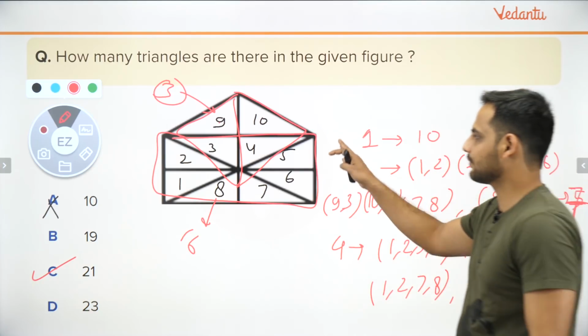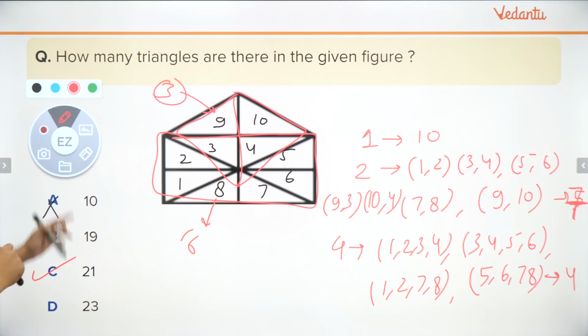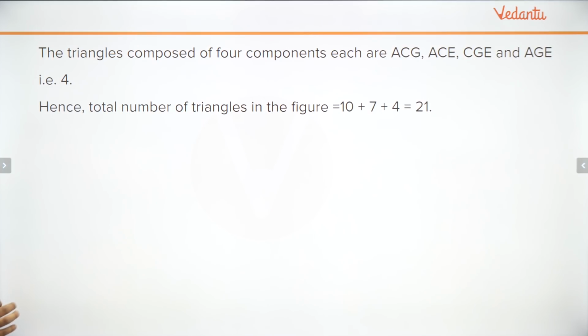If you have practiced such kinds of questions, you will know, sir, the below rectangle, whatever is given, in that overall 16 triangles are there. Okay, let's move to the next question. So the correct answer is 21 triangles. The names also I have written very carefully.